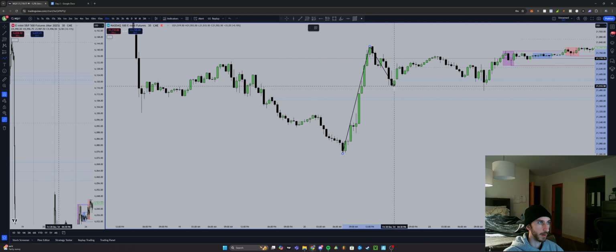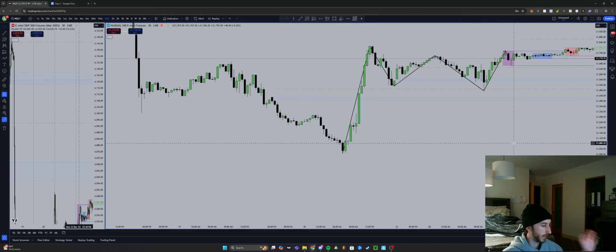Boom, another swing low, right? Because it's lower than the one on the left, and lower than the one on the right. That's your next swing low, right? Swing high, swing low, swing high. That's the basics.